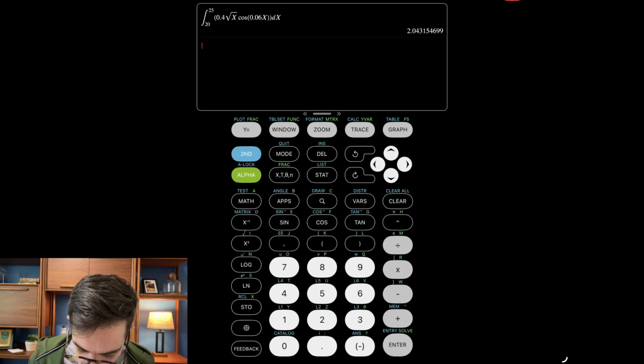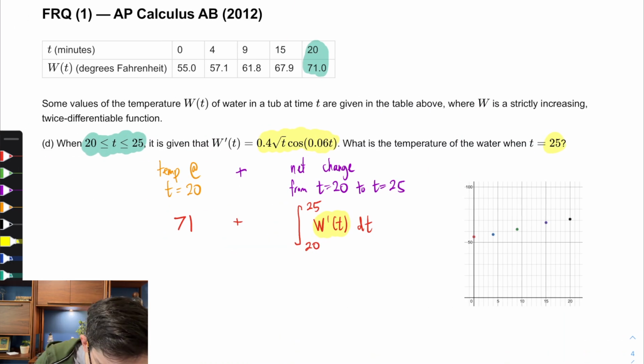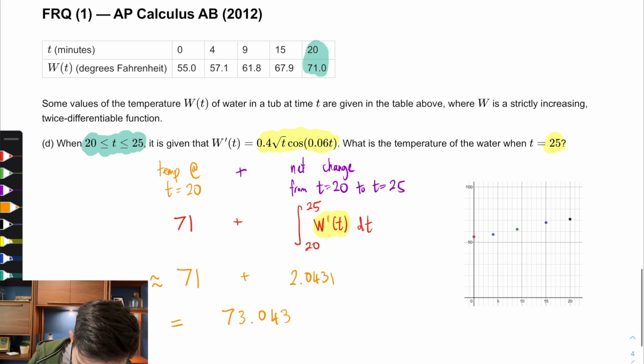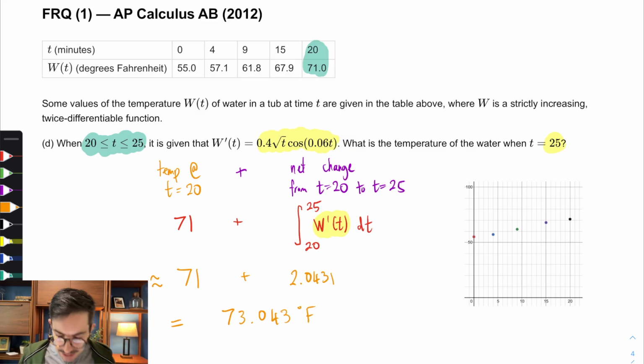So since we're keeping track of our work, this is going to be 71 plus approximately 2.0431, and so on. I just need to make sure I have enough decimal places. And if I do this, this will end up with 73.0432, 3 decimal places. May as well throw down my units, degrees F. And there we have it.